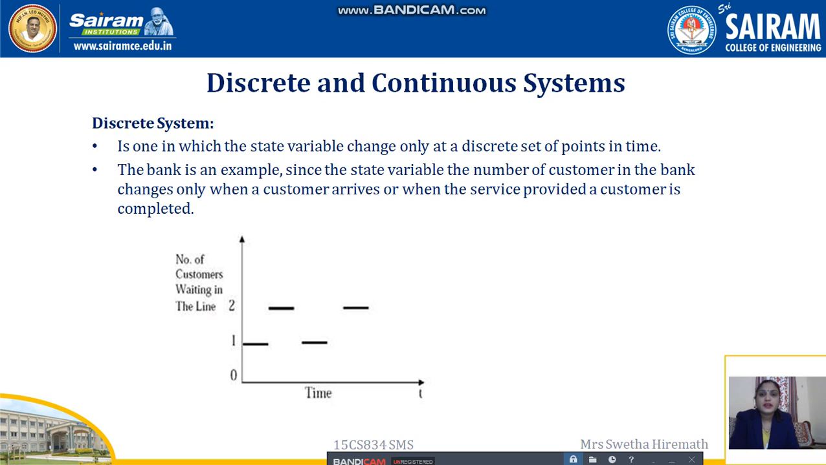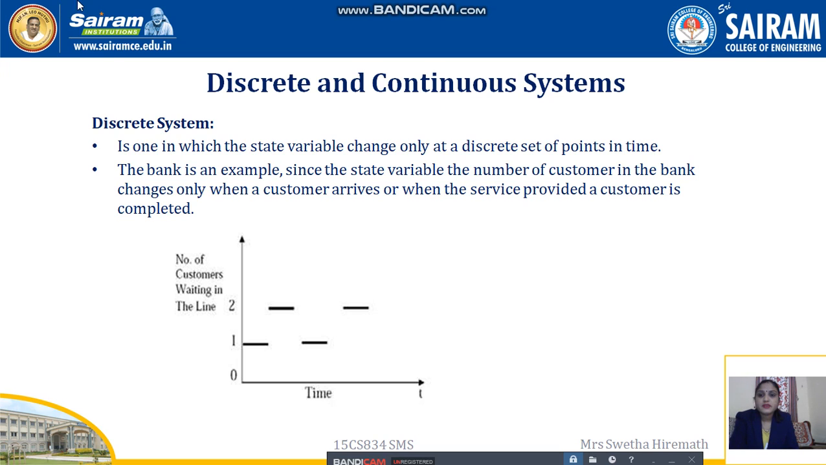Next, moving to different types of systems. Here, first we go through the discrete and the continuous systems. A discrete system is one in which the state variable changes only at a discrete set of points in time. So here we have state variables which will change only at certain points of time.